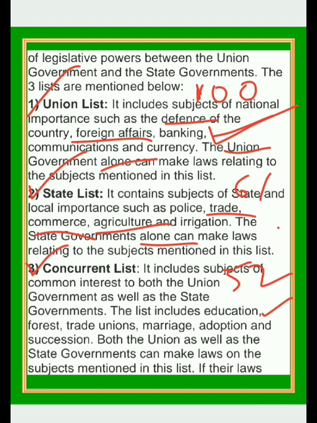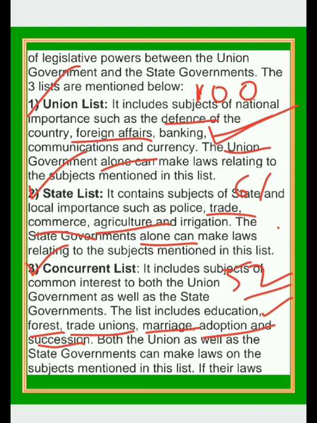So on education, the state government can make law and the central government can also make law. Then the same for forest, trade union, marriage, adoption and succession. Succession means property succession. So there are around 52 such subjects where both the governments can make law.